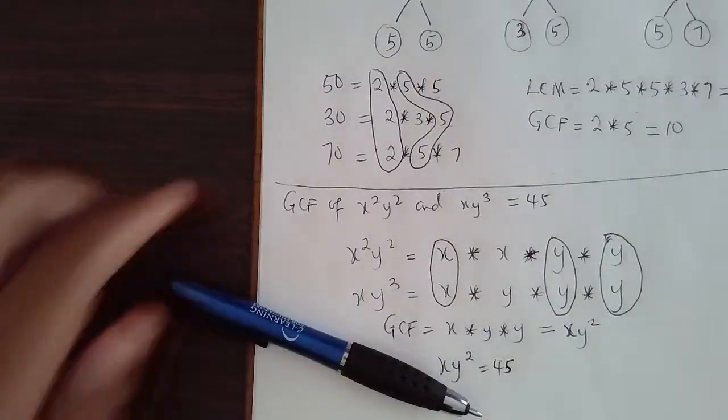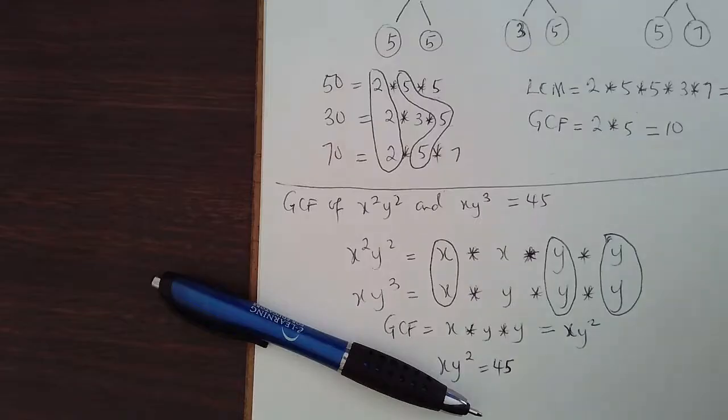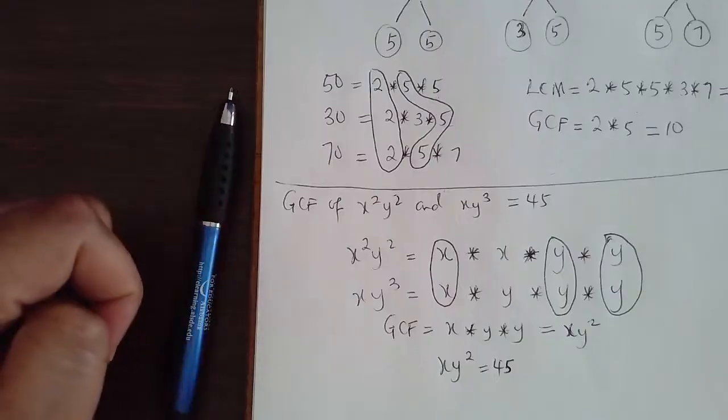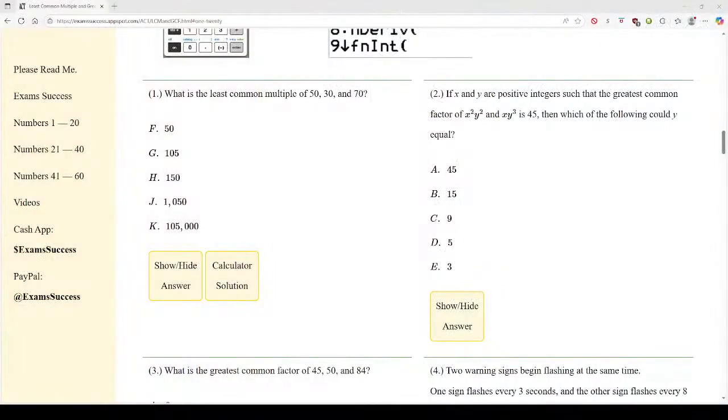If we look at the options here, because this is a multiple choice test, remember xy squared has to be 45. So y could not be 45, because that would be 45 squared. It will not give us 45. y cannot be 15 either, 15 squared won't give us 45. y cannot be 9, 9 squared will not give us 45.